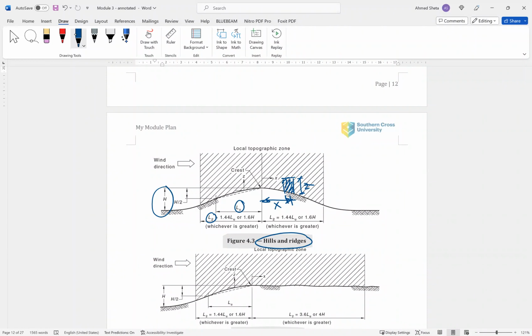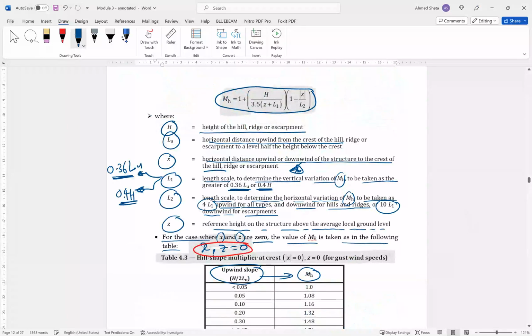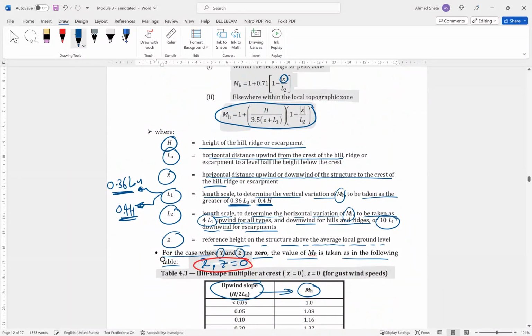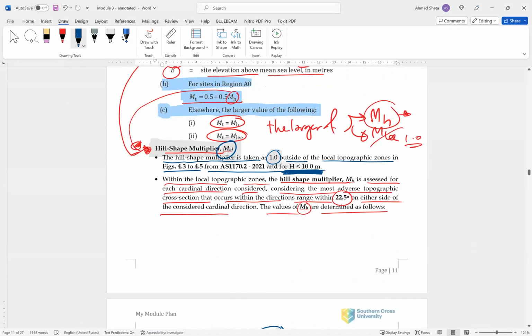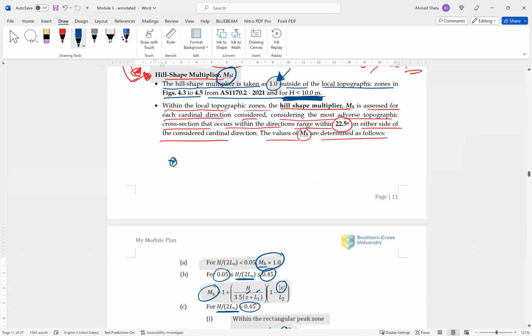and note that the hatched area is the local topographic zone, and if you are out of the topographic zone, you can take MH as 1. So here MH is 1 outside the local topographic zone.